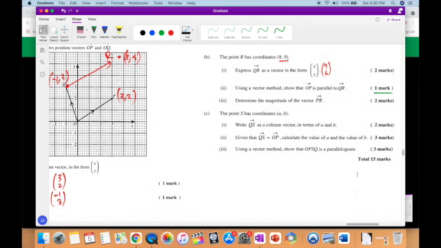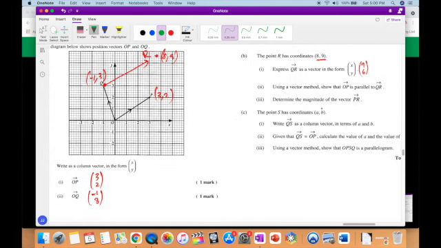Using the vector method, determine the magnitude of PR. Where's PR? From P, which is here, to R, which is here.